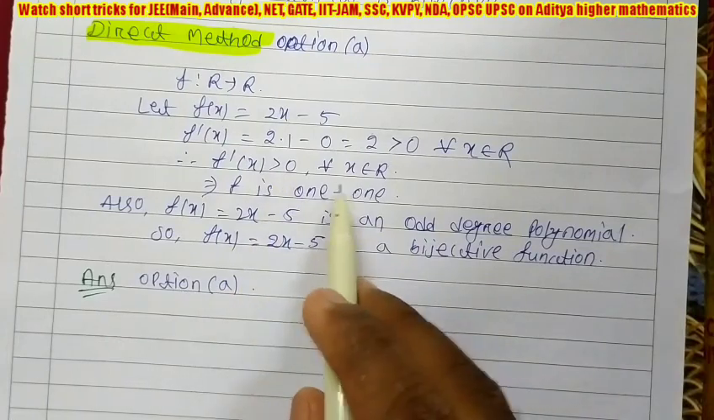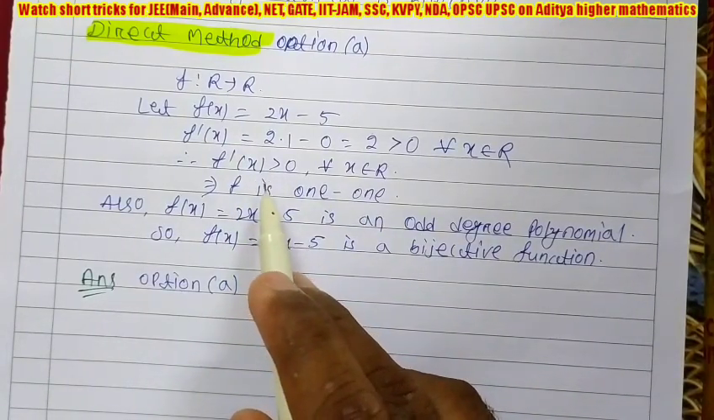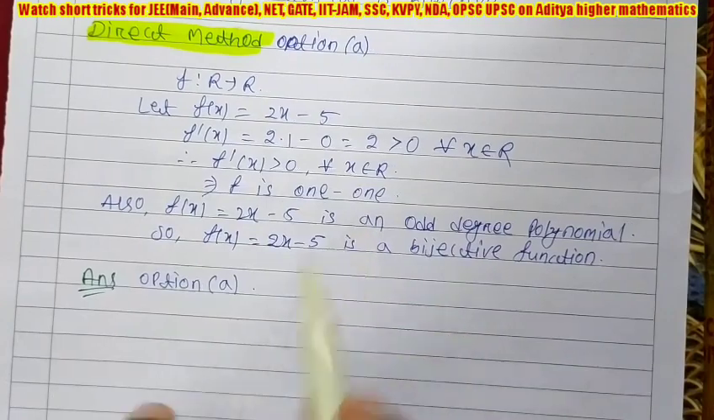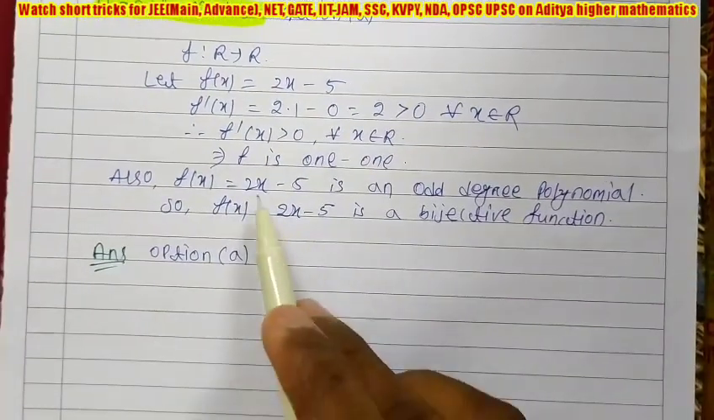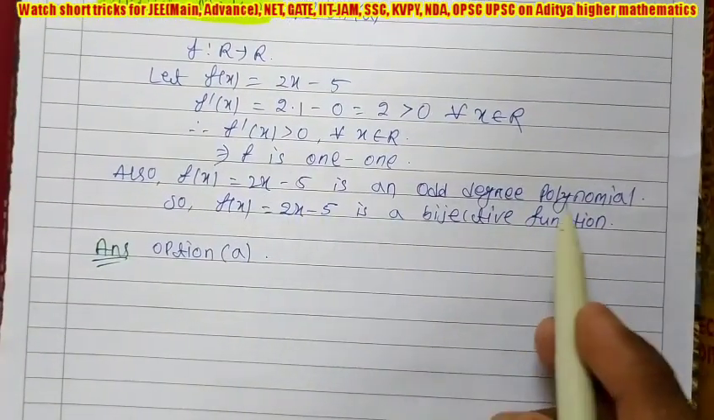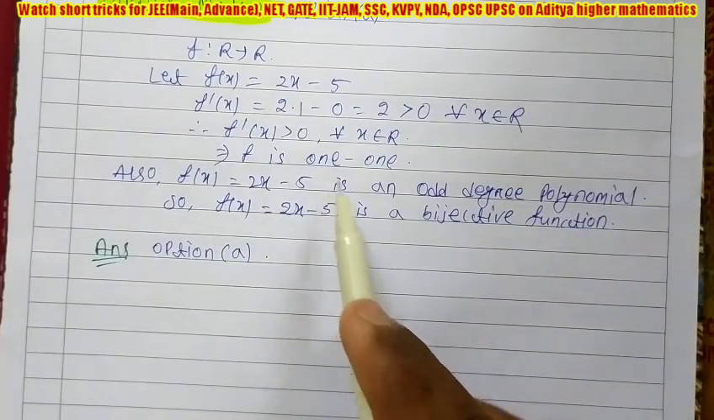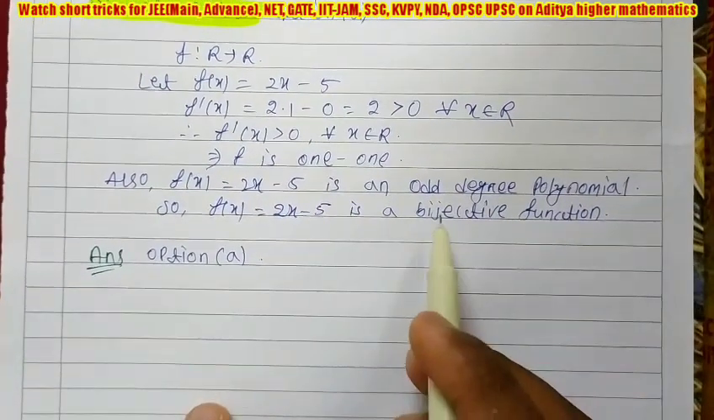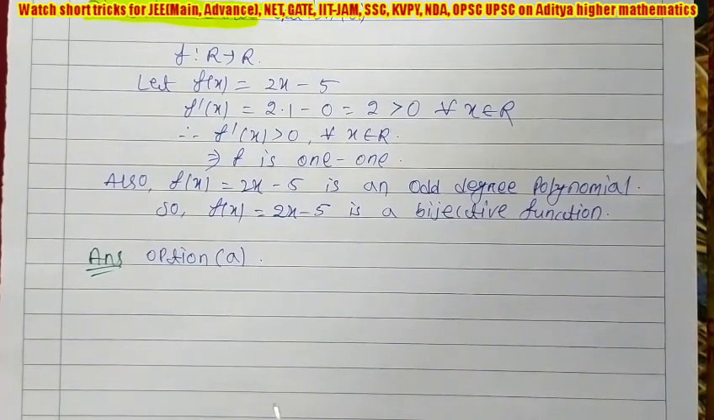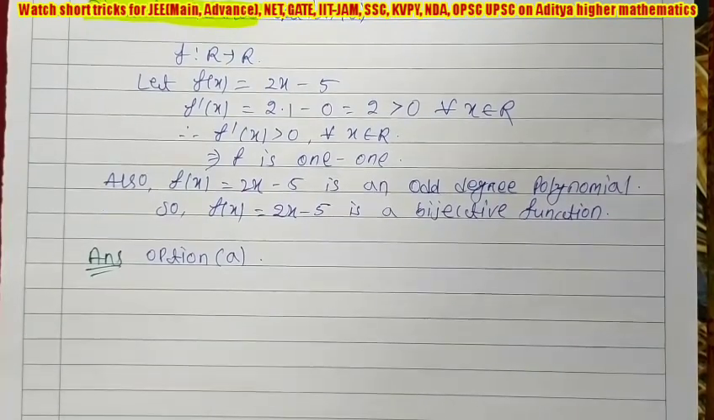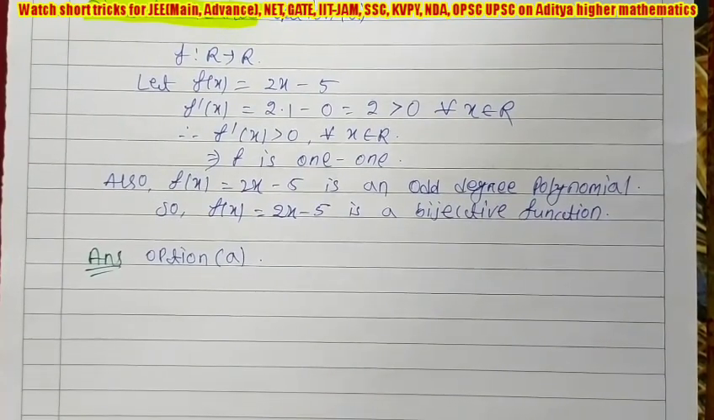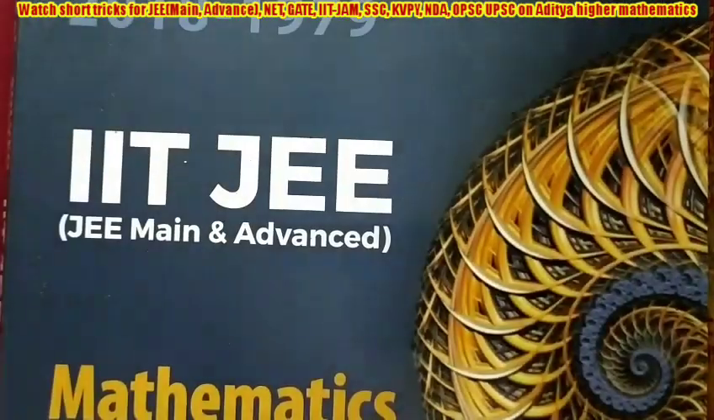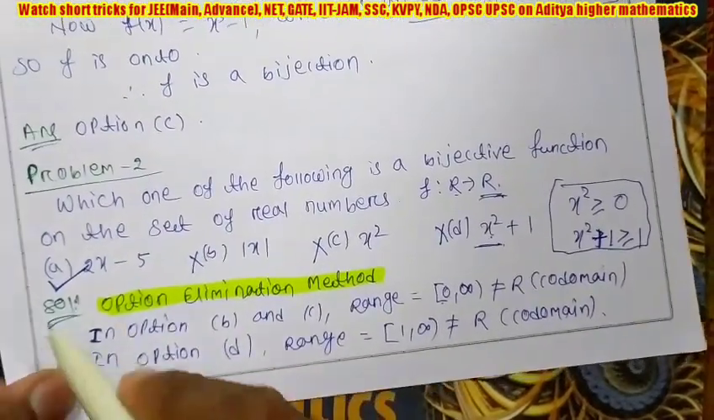That means f dash x is greater than 0. This is the shortcut method to check one-to-one or injective. So f is 1-to-1. Again, what about onto? f(x) is given 2x minus 5. It is an odd degree polynomial. And also domain is R and codomain is R. So no need to think anything. Because when domain and codomain are R and the function is an odd degree polynomial, you can easily say it is onto. And this trick I already told in my how to check onto using short trick video. You can watch this for more short tricks. So option A is the only correct option here.